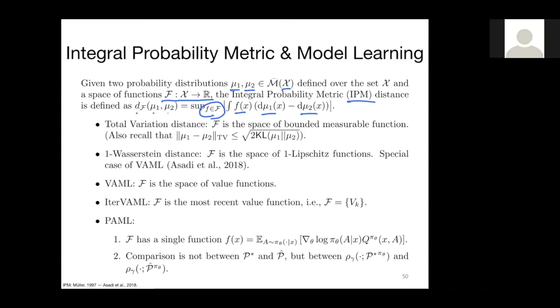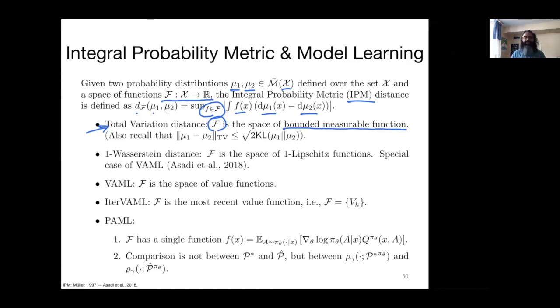Perfect. So now what I'm going to do is give some examples of the different objectives that people have talked about and relate all of them to the integral probability metric. The first one is the total variation distance. In that case, F would be the space of bounded measurable functions. If we choose bounded measurable functions, then the total variation distance would be the IPM for that space.